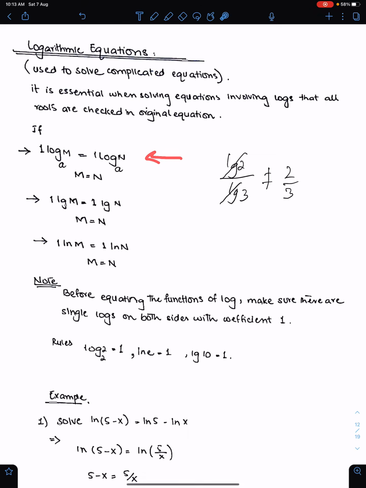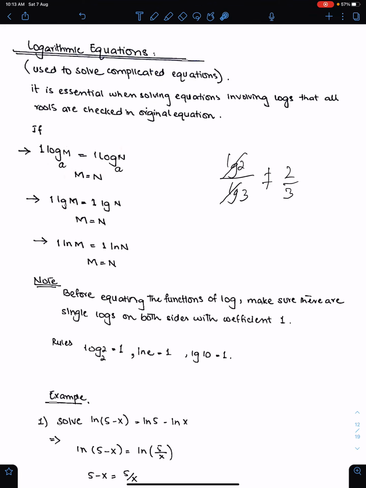So for variable based log, if we have the same coefficients on both sides, for example 1, and single logs on both sides and the same basis, three things are important. We must have single logs on both sides with the same coefficients and with the same basis. If we have these three conditions, then we can equate the functions of the logs on both sides. So m is equal to n. But make sure you must not cancel these two logs. You just need to equate their functions like this.